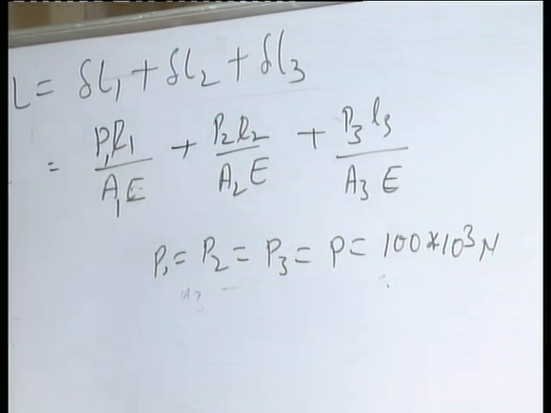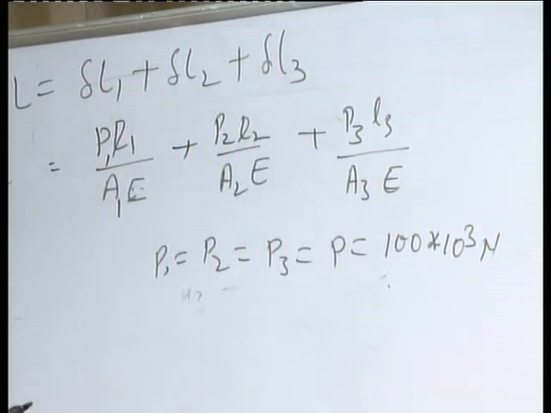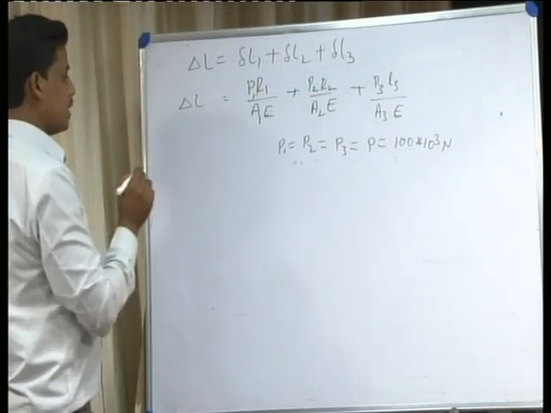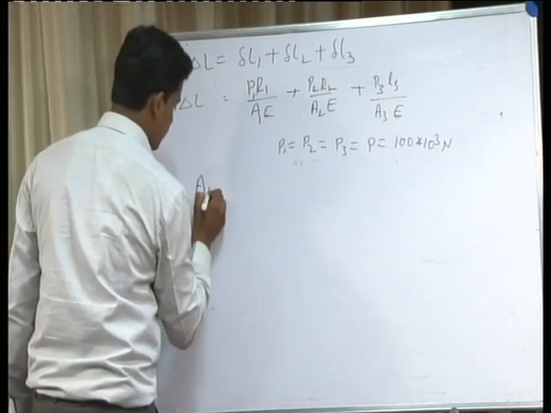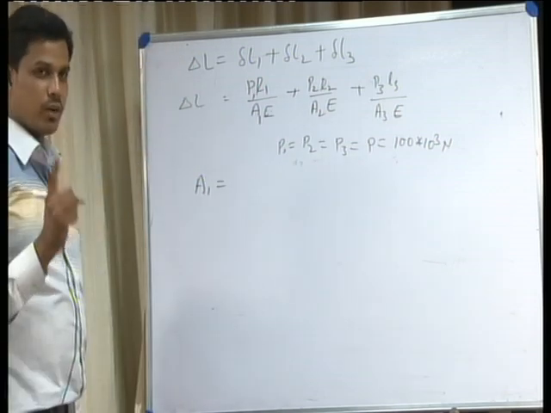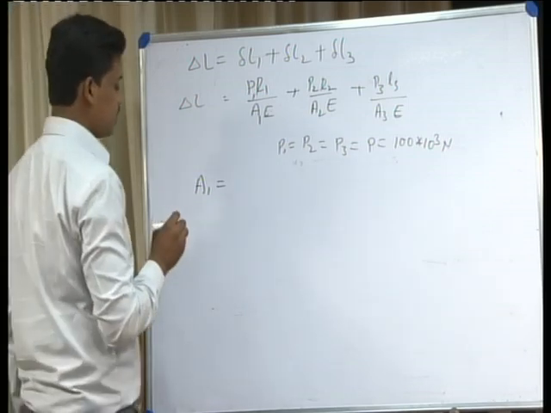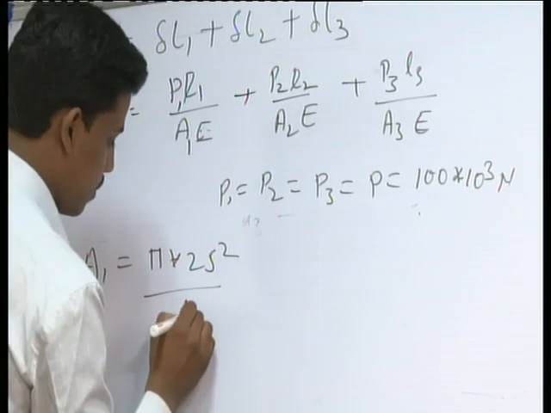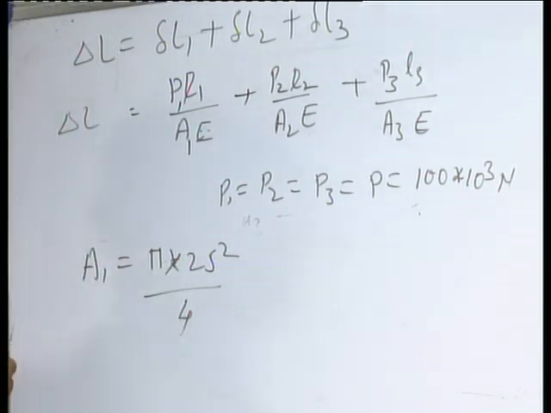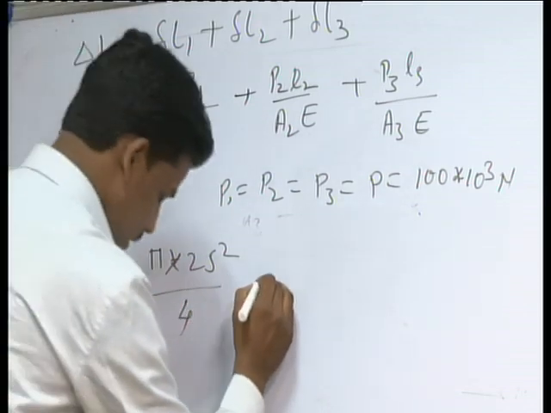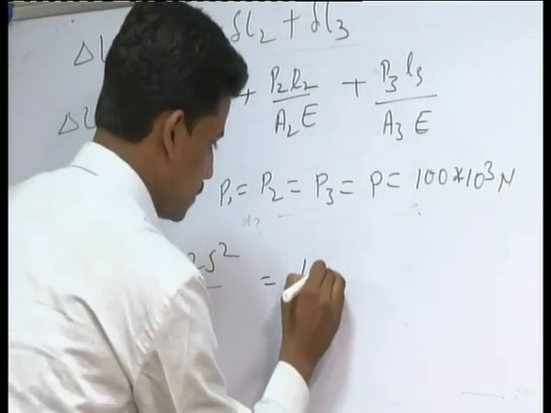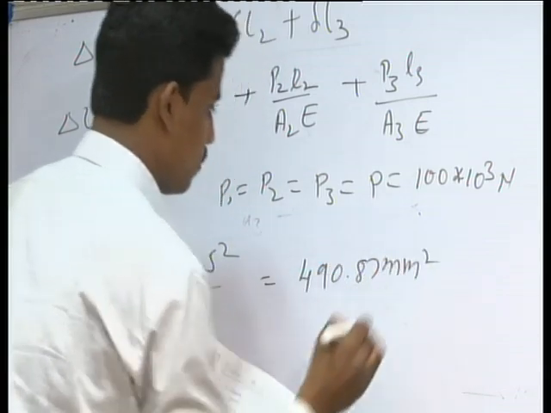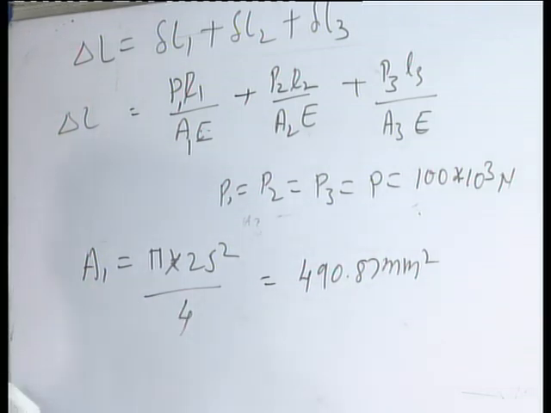Here we know what is L1, L2, and L3. We know the Young's modulus, and we know the value of P. Now we need to calculate A1, A2, A3. A1 is the area of cross section in section 1. The diameter is 25, so pi d square divided by 4, pi into 25 square divided by 4, gives an area of 490.87 millimeter square.